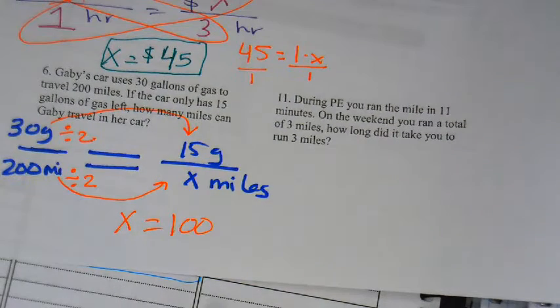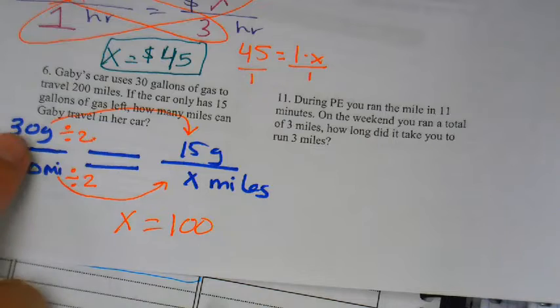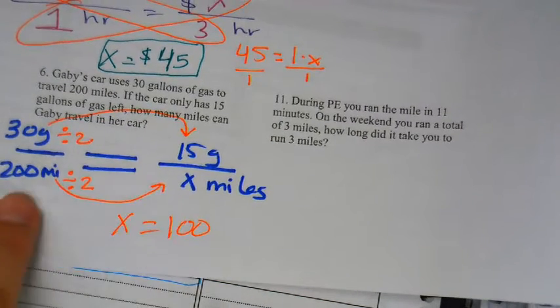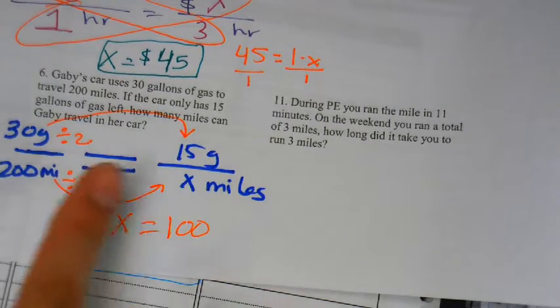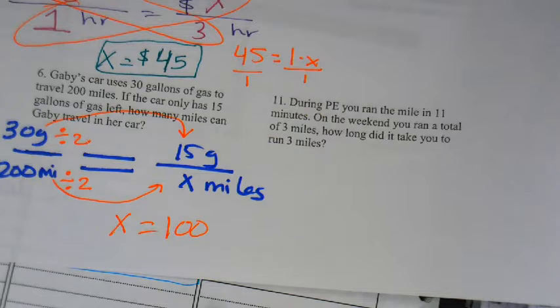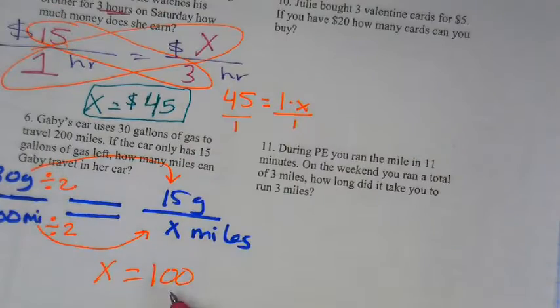Instead of multiplying 30 times x and 200 times 15 and then dividing, sometimes there are relationships. So that just made it way easier.